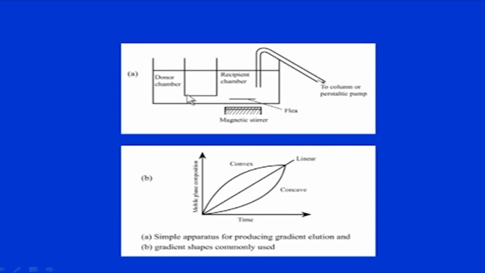This figure shows a gradient maker. You have one solution here, the donor chamber, and one in the recipient chamber, and then they can be mixed with a magnetic stirrer and a gradient can be made in different proportions. This is like a linear gradient, or you can have a convex or concave gradient as per your requirement. So, this is a very simple method of elution where you get your analyte out and you can collect it in a fraction collector, and detect it through different kinds of detectors.